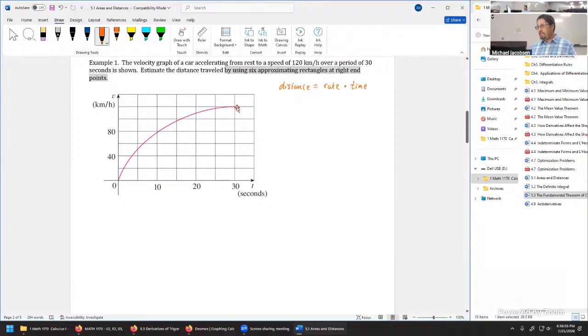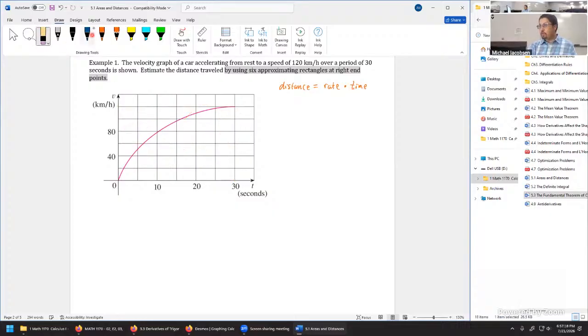So I don't want to use, say, the rate of 120 kilometers per hour. That'd be using a rectangle that goes like this, with a time of 30 seconds. If we took a rate of 120 times a time of 30 seconds, we're finding the area of that rectangle, but that's a humongous overestimate of distance, right?